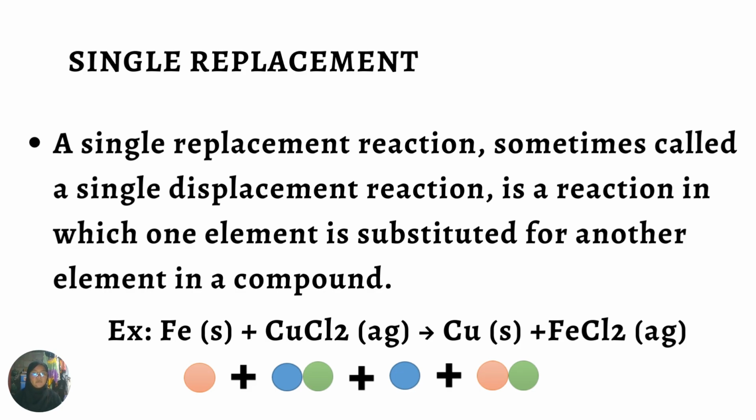So here is an example. This Fe, which is iron, an element by itself, combines with CuCl2, which is copper and chloride. So copper and chloride are paired up, but what happens is iron kicks out copper, which is Cu. So Cu ends up by itself, and Fe, which is iron, takes the place of that copper. So now the iron and Cl are paired up.